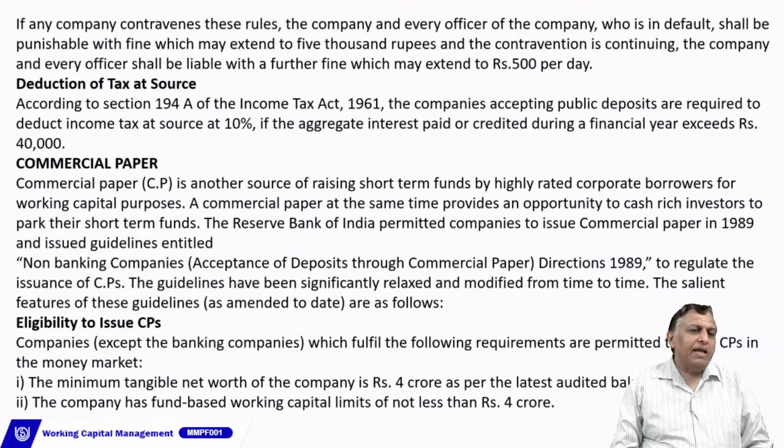Now friends, when we are accepting the deposit, we have to pay them interest, and when there is payment of interest, Section 194A of the Income Tax Act 1961 is invoked. The company accepting public deposits is required to deduct income tax at source at 10% if the aggregate interest paid and/or credited during the financial year exceeds rupees 40,000.